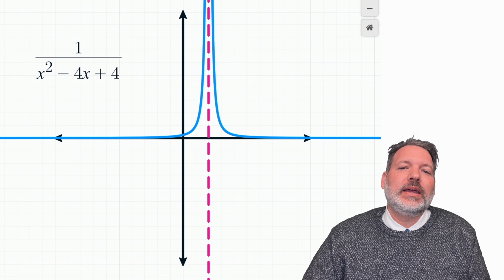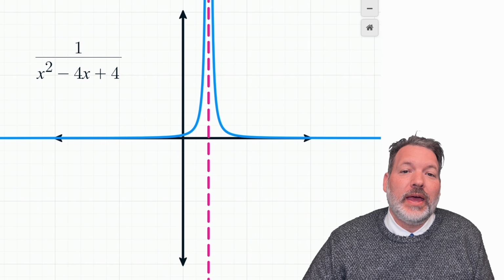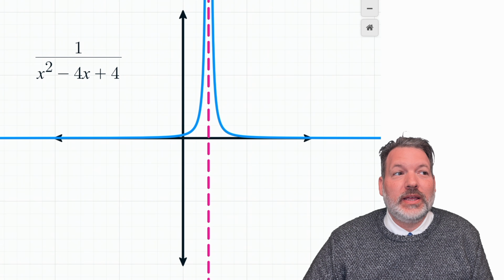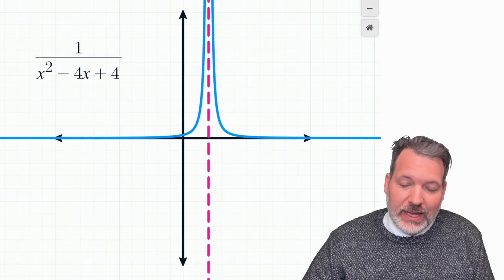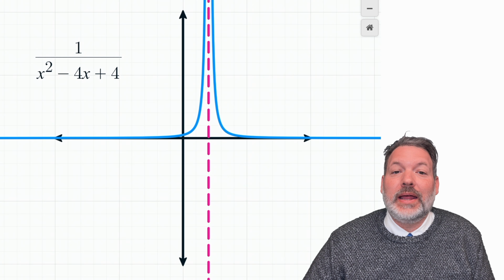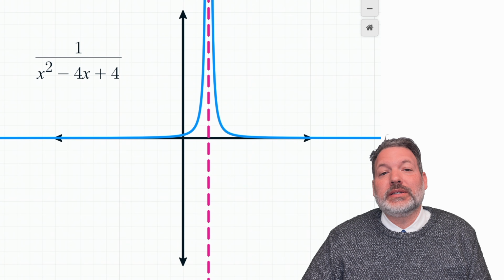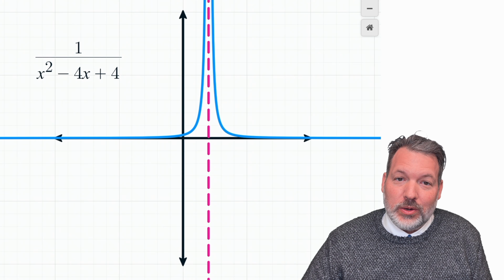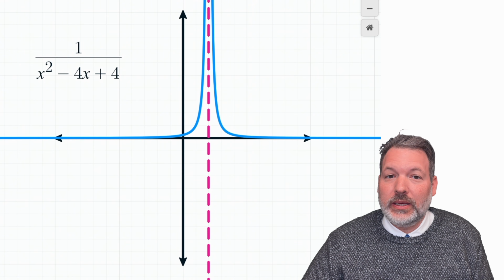For example, what you're looking at here is the graph of 1 over x squared minus 4x plus 4, that first integral that we did. You can see it has an asymptote, and although it's not labeled, I can tell you that asymptote is occurring at 2. That is the value that if we plugged it in would have caused that denominator to be equal to 0 and would basically give us a problem.